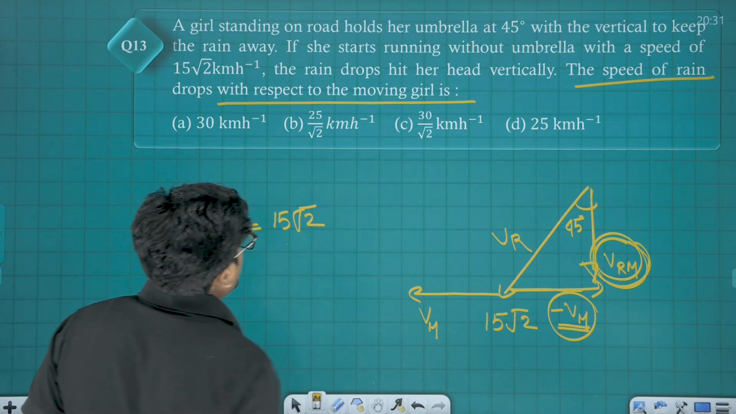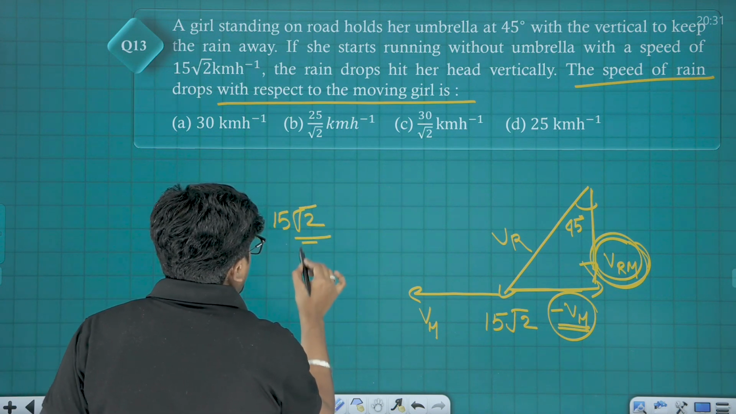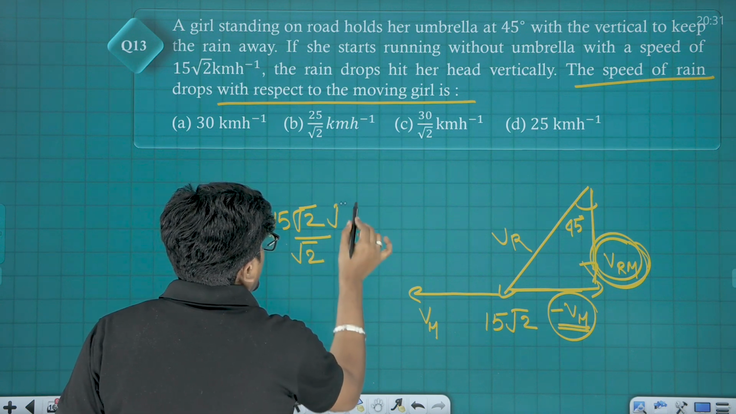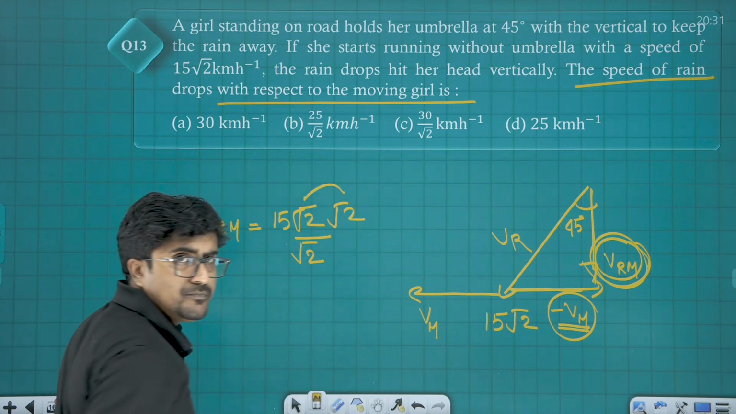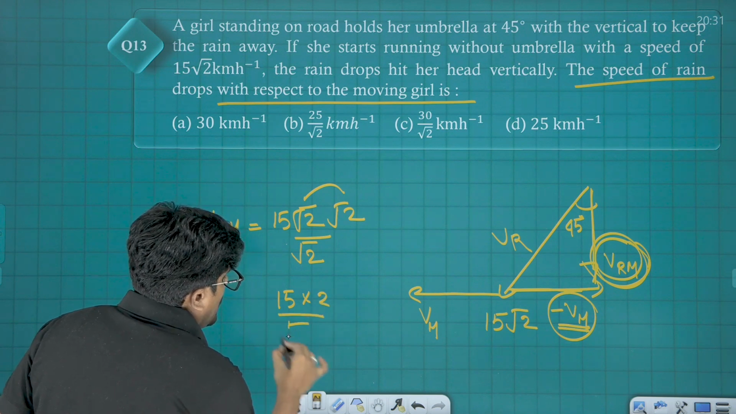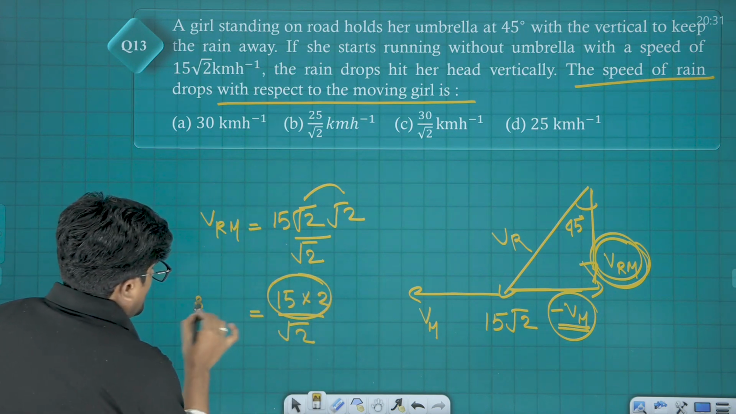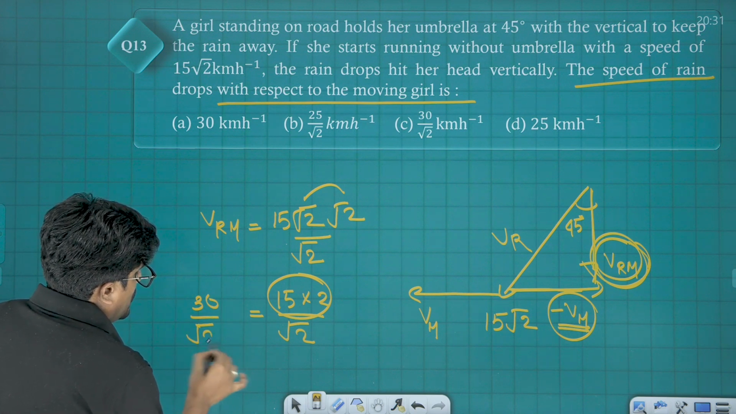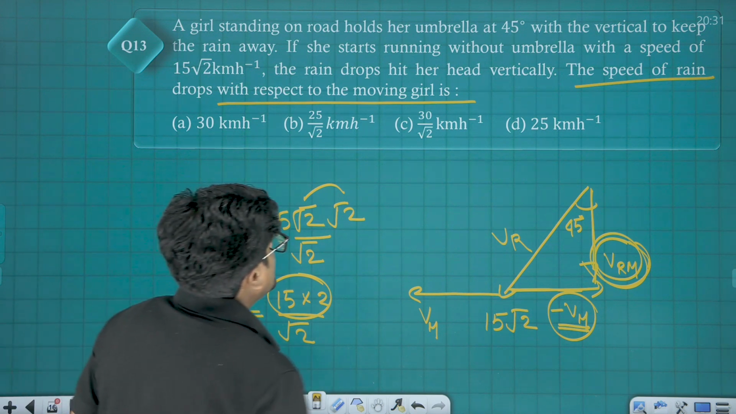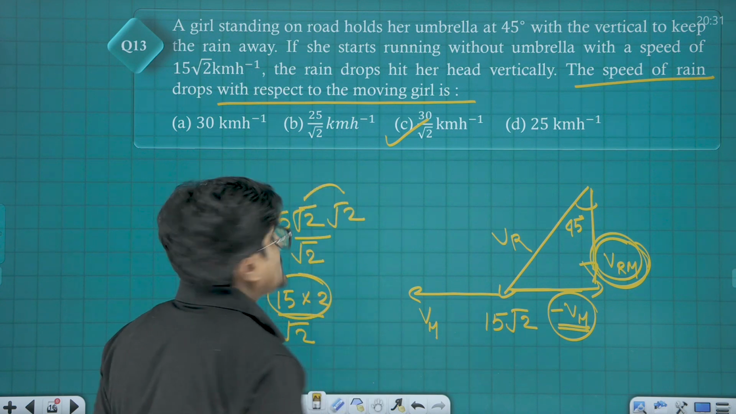15√2. Alright, and this option is not there, but if I multiply this by √2 and divide by √2, here this is going to be 2. So now this is 15 into 2 divided by √2, that means 30 by √2, and that is there in the options. That means option C needs to be the correct answer.